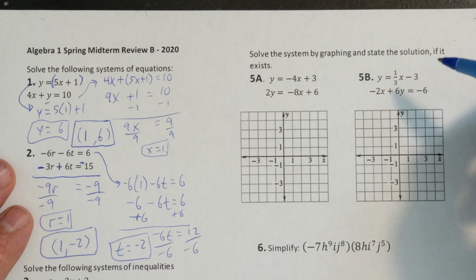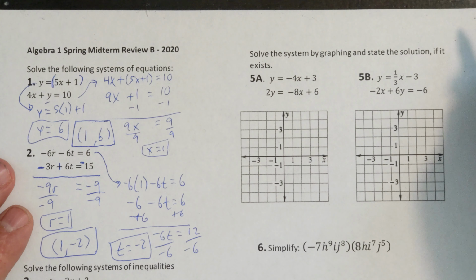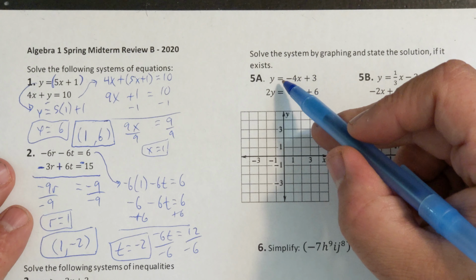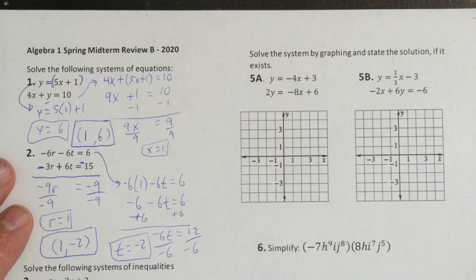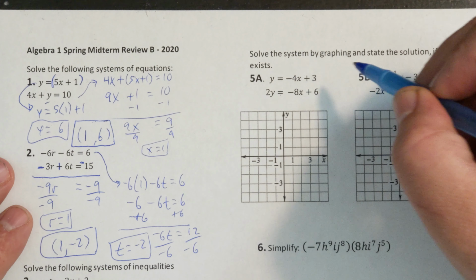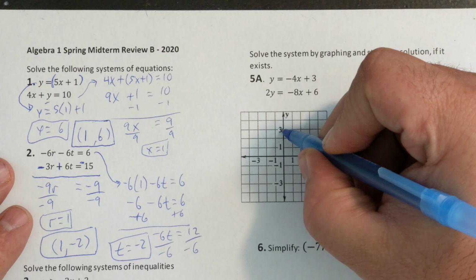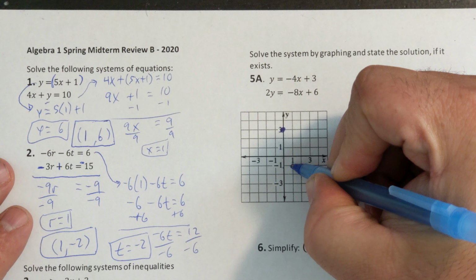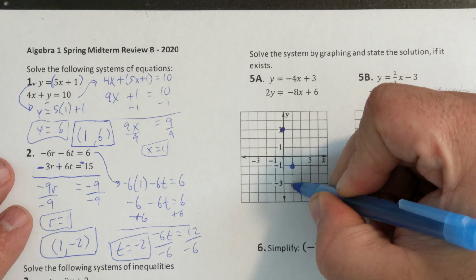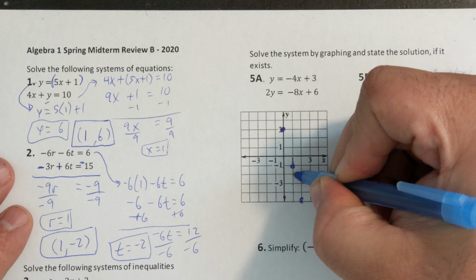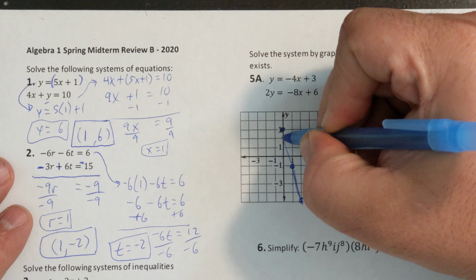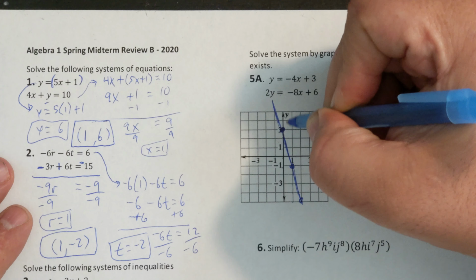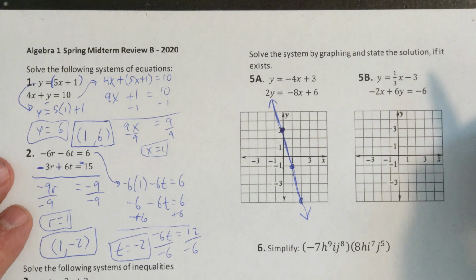For number 5, it says solve by graphing. These are equations, not inequalities. We don't have to worry about shading. These both have equals, these both have equals, so you're not going to be worried about solid or dashed. First one's already in slope-intercept form. Start at 3, 1, 2, 3. Go down 4, 1, 2, 3, 4, and then 1 to the right. If you need to, go down 1, 2, 3, 4, and 1 to the right again. You want to have good points to choose from. So there's your first line.